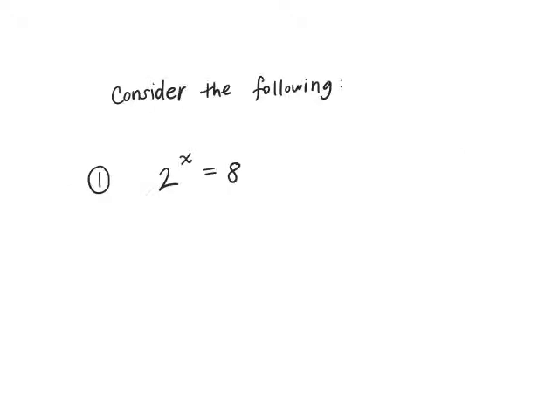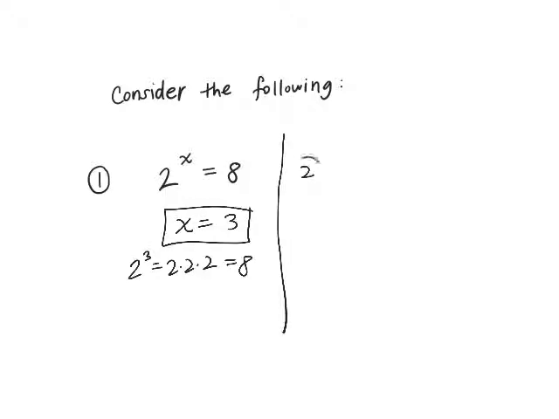Let's consider the following. If I gave you 2 to the x equals 8, would you be able to solve this? What does x equal? Okay, 2 to the what power gives you 8. The correct answer is 3, right? Because 2 cubed gives you 8. Okay, straightforward enough.